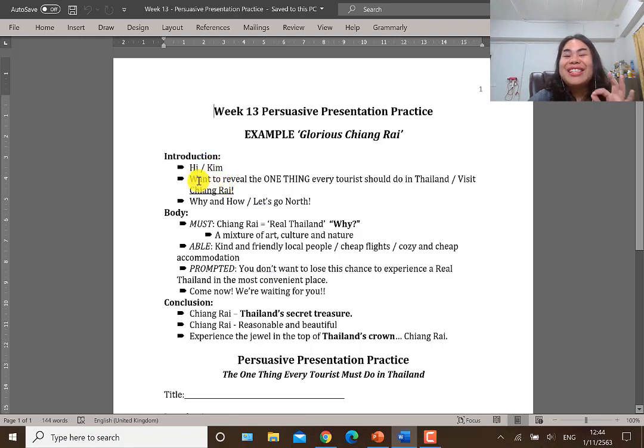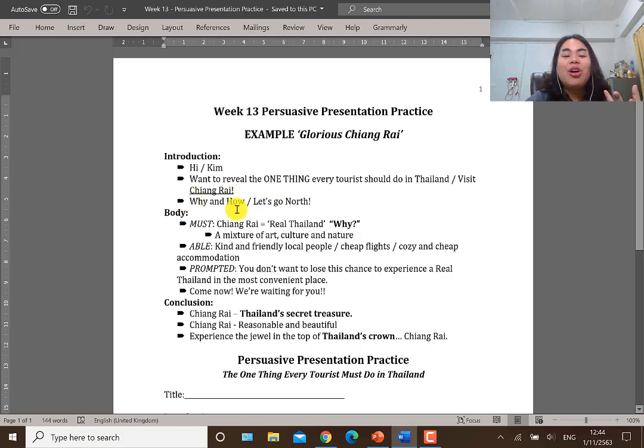You need to state the objective. What are you doing here today in front of us? What are you going to say? I want to reveal the one thing every tourist should do in Thailand, and that is to visit Chiang Rai. See? Why and how can you go to Chiang Rai?